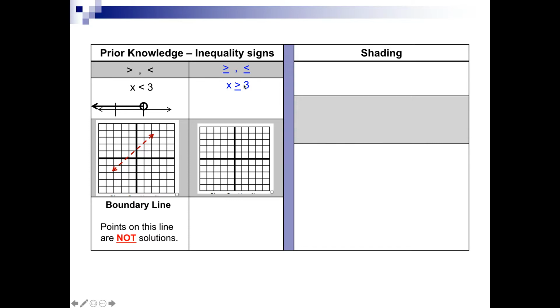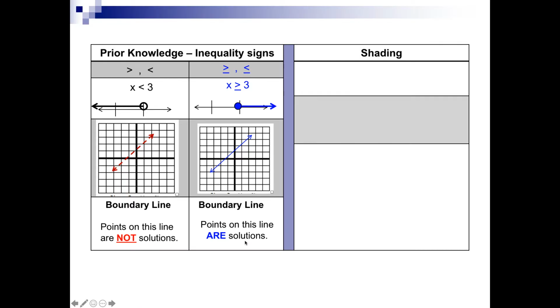So x is greater than or equal to 3. We were able to put it on the number line, but in this case, it was a colored in circle, and our arrow was heading to the right, showing that everything greater than 3, but including 3, was part of the solution. With our linear inequalities, we're going to have a line, but in this case, our line is going to be a solid line. So we have dotted lines or solid lines. And in this case, the boundary line, just like up here where 3 was included in the solution set, all points on this line are going to be solutions.